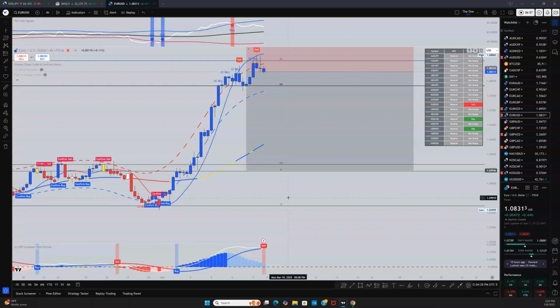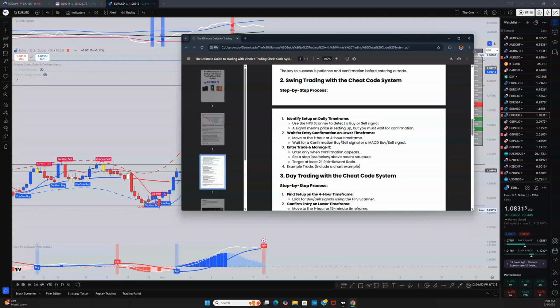So you have two choices with this system. You can enter on the confirmation buy or sell, or you can use the MACD for your entry on the buy or sell. Both are going to confirm that price is ready to go in that direction. You understand that? So again, let's go back to our cheat sheet, our guide. Very easy, very simple. These are the rules that you need to follow.